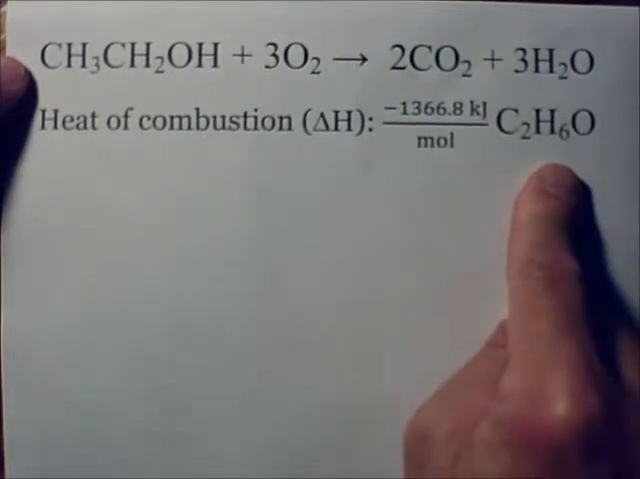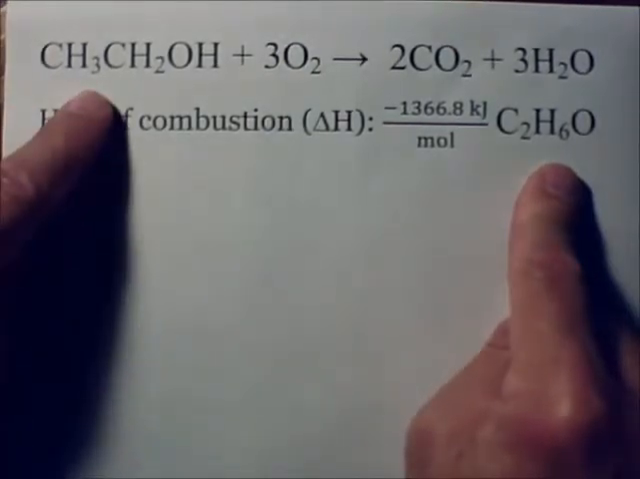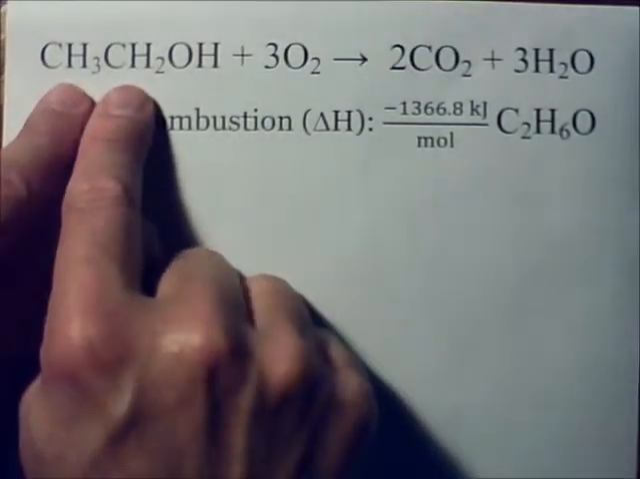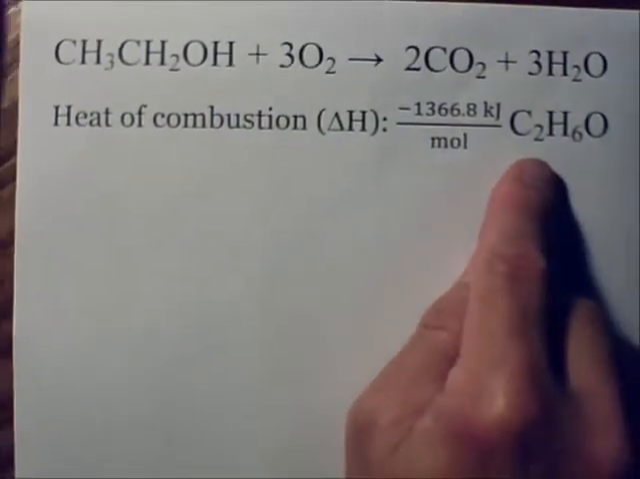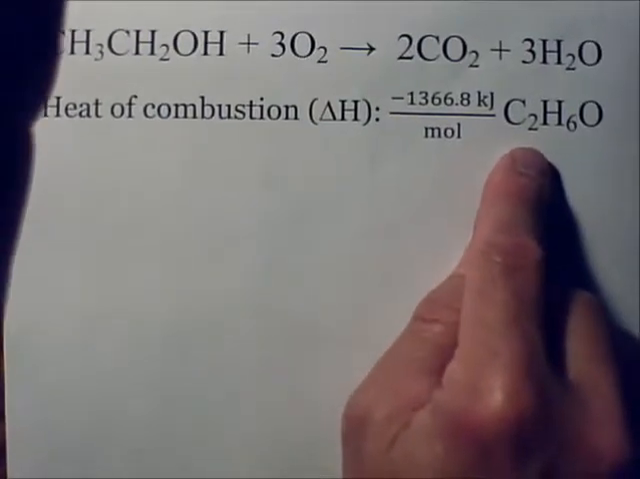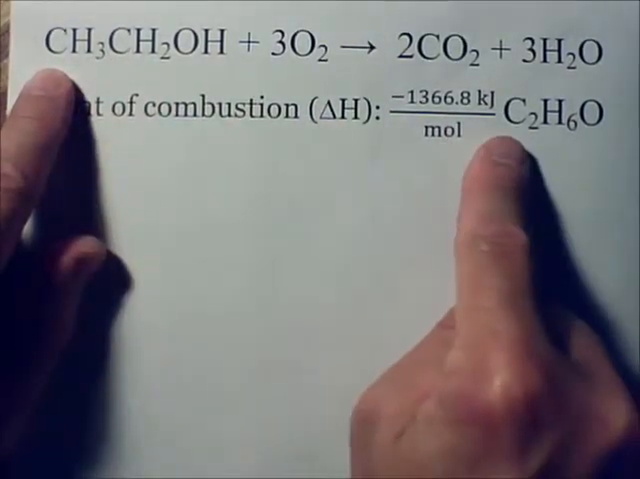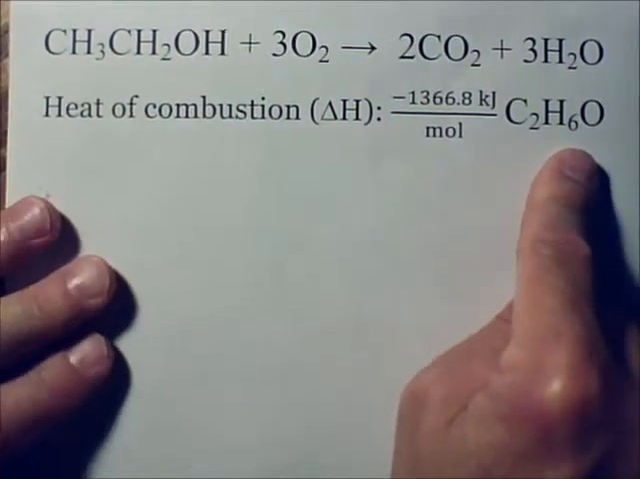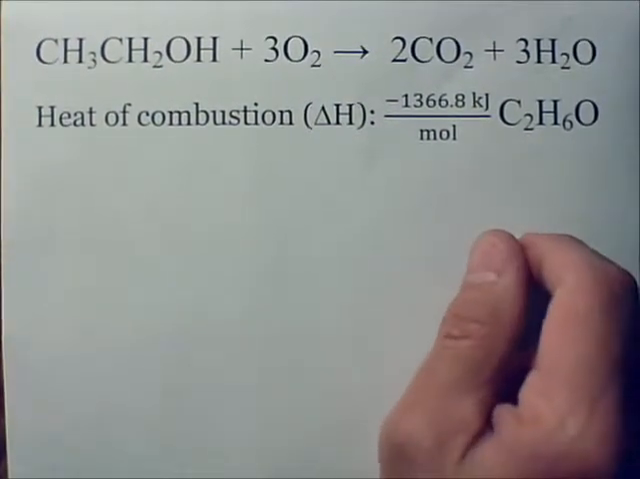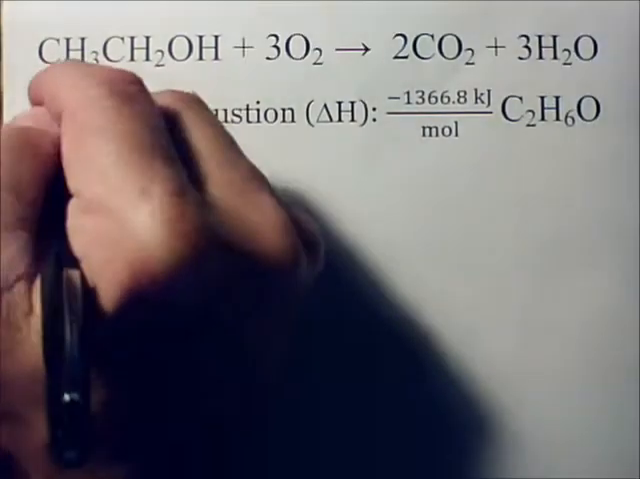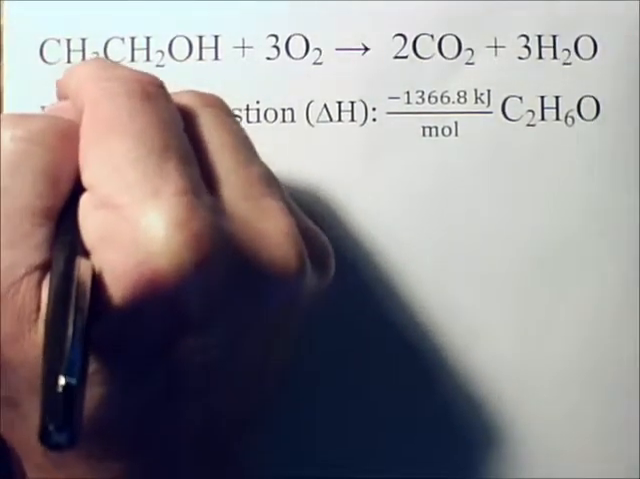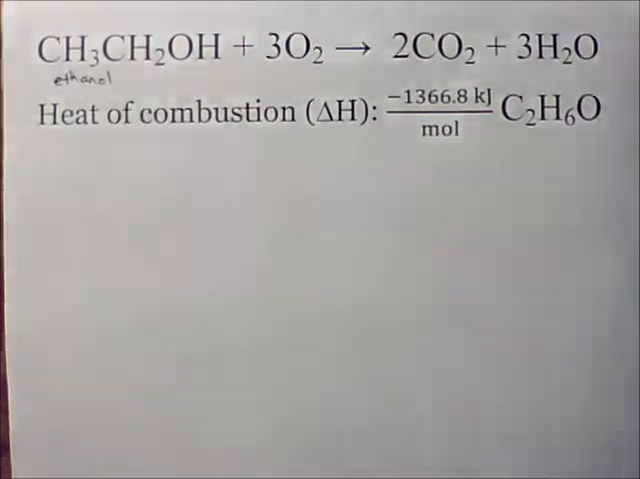Yeah, you added the number of hydrogens, 3, 2, and 1, together to get 6. We add the carbons together, 1 and 1, to get 2, and there's only 1 oxygen. So it's just written in a different way. Both of these are formulas for ethanol.